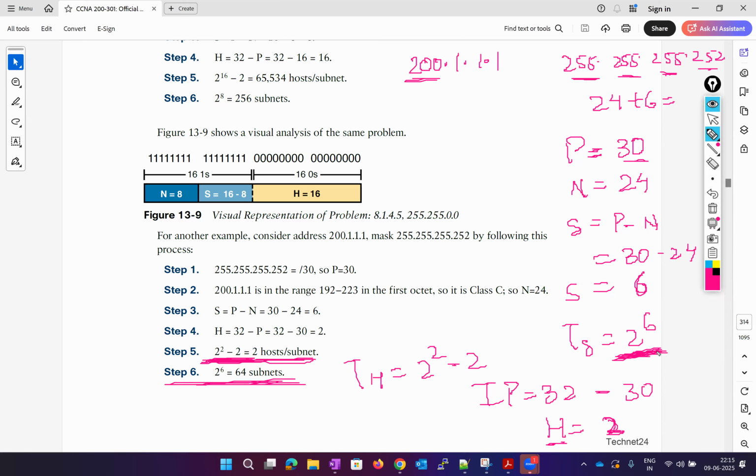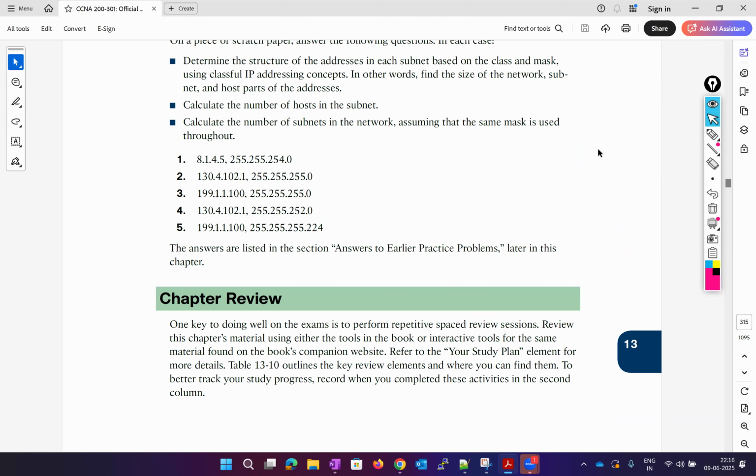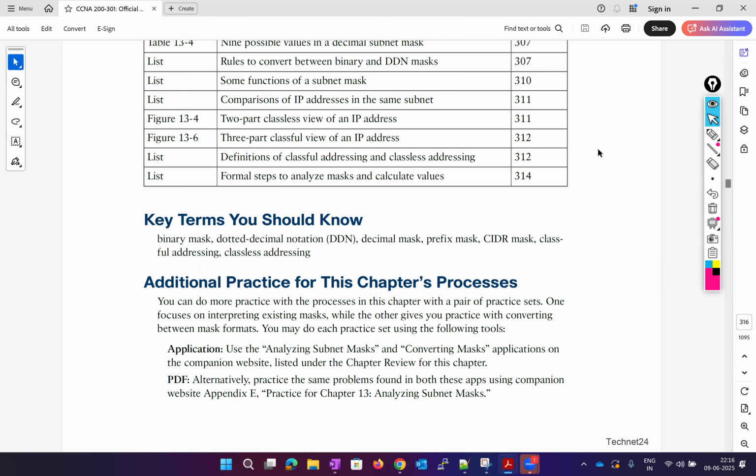Clear? Any question? Understanding this part? It's clear, sir. Yeah. All right.